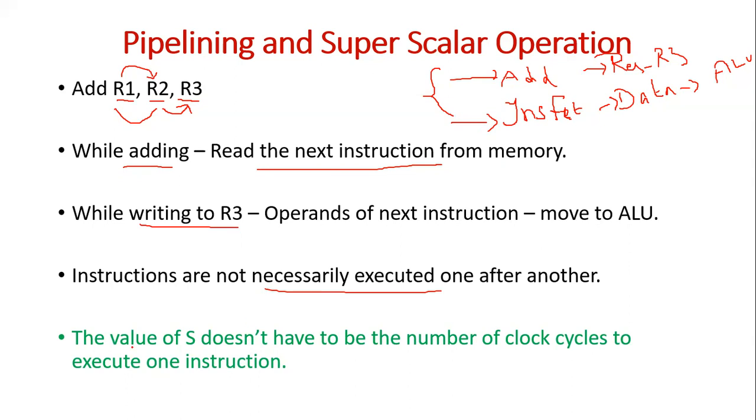Here there is an important line: the value of S does not have to be the number of clock cycles to execute one instruction. So what does it mean? We defined S as the number of basic steps required for one instruction.